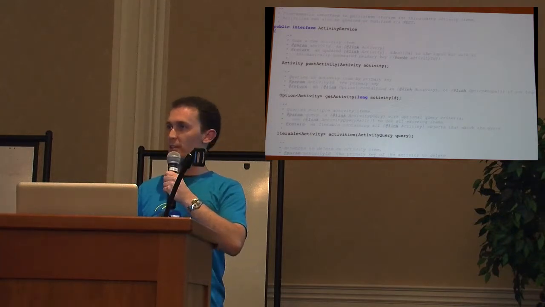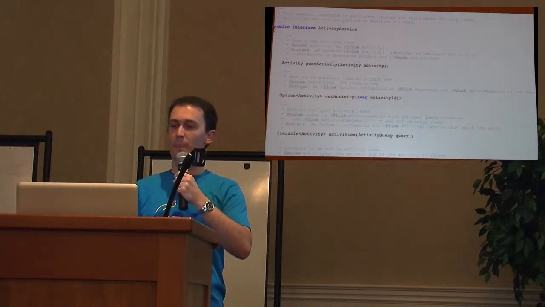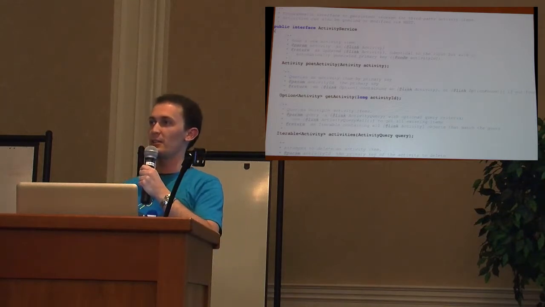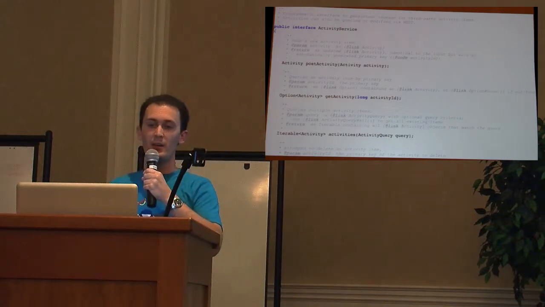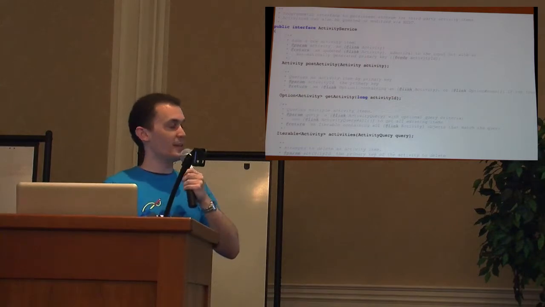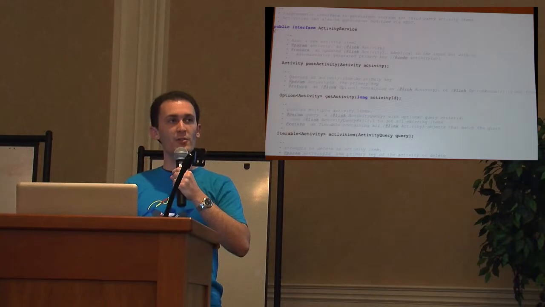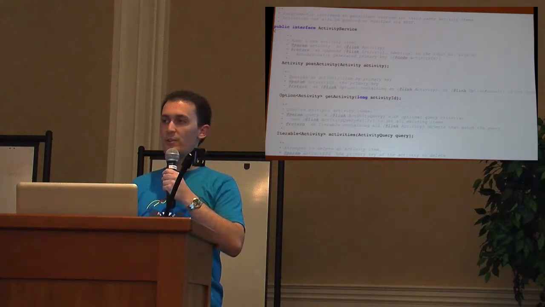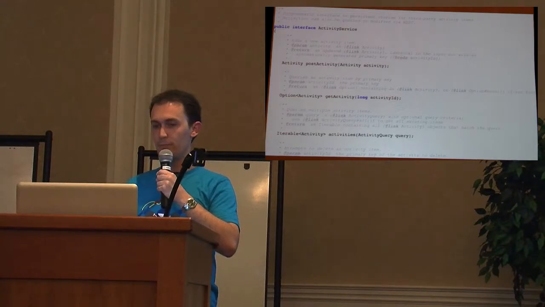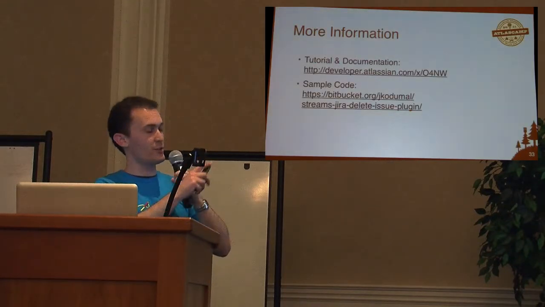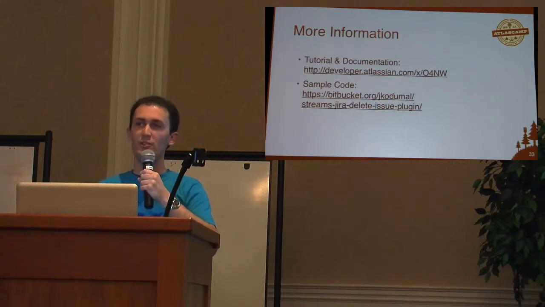Post activity takes an activity and adds it to the system. Get activity takes an activity ID and returns the activity associated with that ID. And activities takes an activity query object containing all sorts of filters and pagination information and returns to you an iterable of activities matching your criteria. For more information on the Java API, please go to our tutorial and documentation, as well as check out our sample plugin using the API.